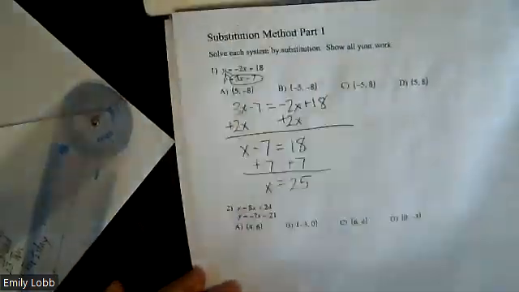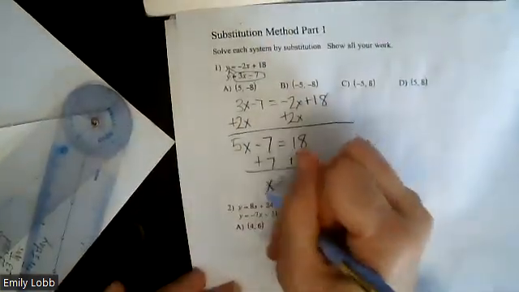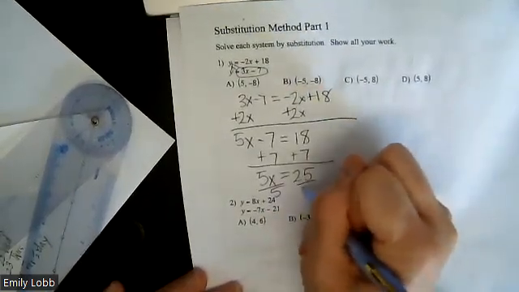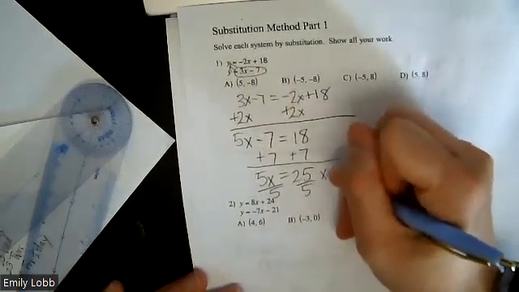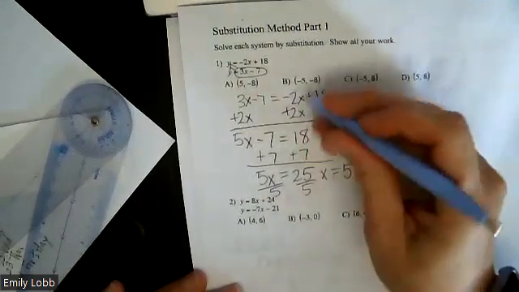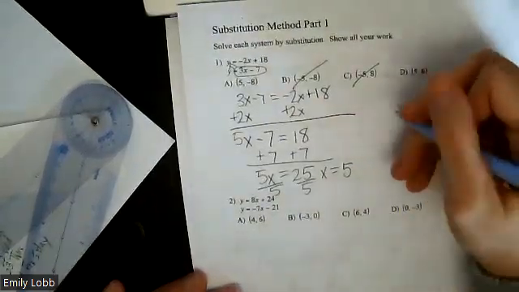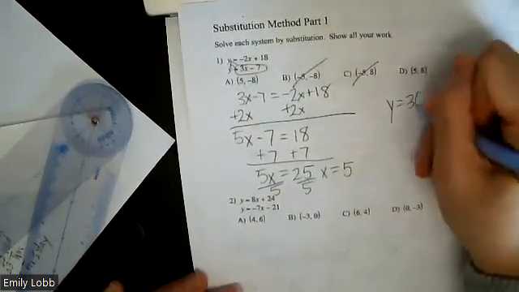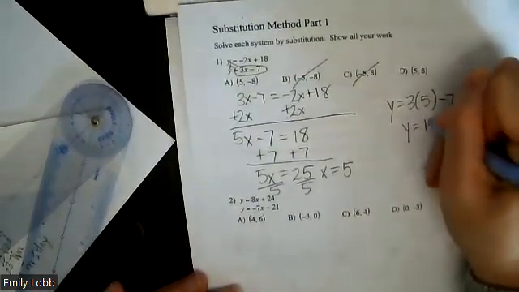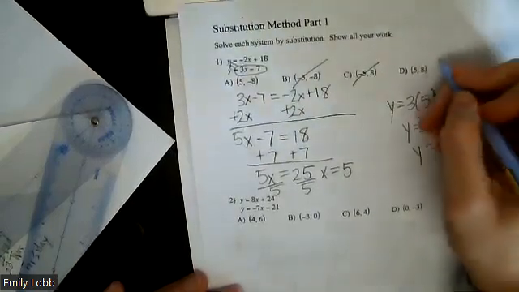Oh, what did we do? Oh, I see what I did. I subtracted here. This is a 5x. This is a 5x. So I've got to divide by 5. Sorry. I'm really out of it this morning. All right, so x equals 5 here. So it can't be negative 5. So if I put that in, y equals 3 times 5 minus 7. y equals 15 minus 7, which is 8. That gives me D.